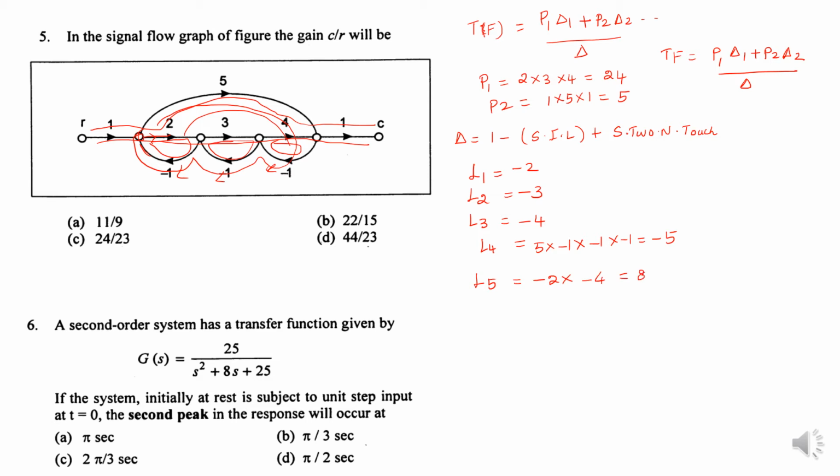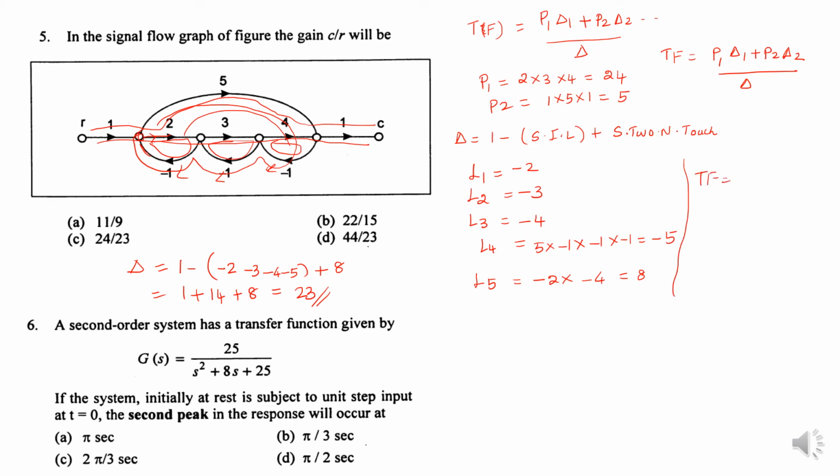Okay, now I am going to write the value of delta. So delta equals what? 1 minus the sum of individual loops. So minus 2, minus 3, minus 4, minus 5, and the sum of non-touching loops, plus 8. So 1 plus minus 5, 10, 14, plus 8, that is 23. So the delta value is 23, and next I am going to find out TF.